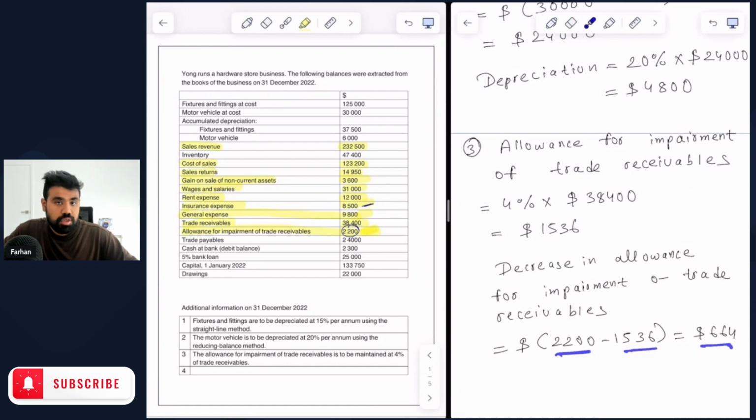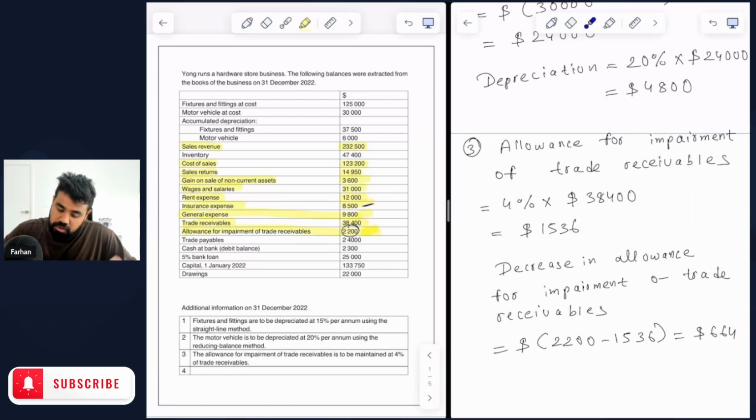This reduction is a good thing for the business because it reflects a reduction in expenses. And why is this a good thing? Because the likelihood that we are going to collect all of the money that our trade receivables or the credit customers owe us is now more. So there is a better chance of collecting all the money for the inventory that we have sold on credit.